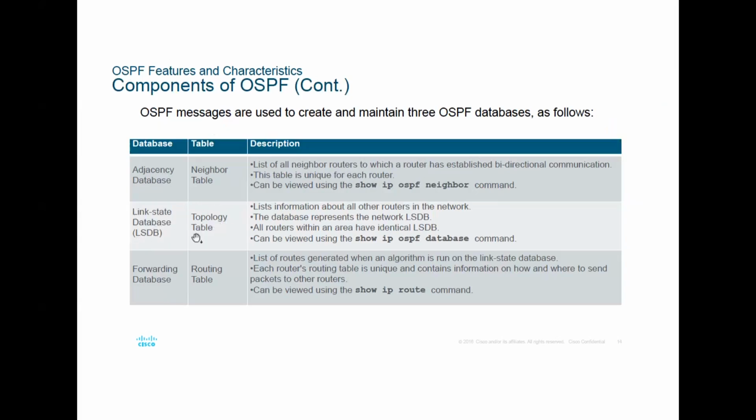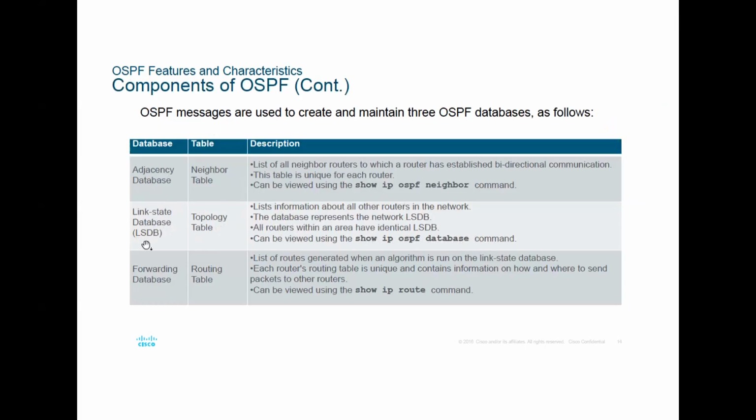Second database, the link state database, or LSDB for short. The information is what we call the topology table. So what is the topology table? The topology table consists of a list of information about all other routers in the network. The database represents the network LSDB. All routers within an area have identical LSDBs. It can be viewed using the show ip ospf database command. When you type this in the console, you can see the information of the topology table or link state database.